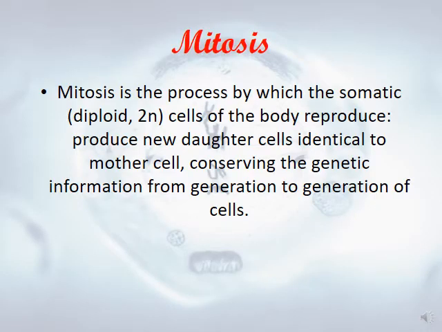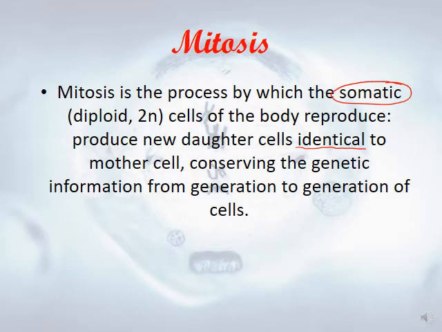So what is mitosis? Mitosis is the process by which the somatic cells, diploid 2n, of the body reproduce. They produce new daughter cells. These daughter cells are identical. They are very similar to the mother cell, and they conserve the genetic information from one generation to another generation.